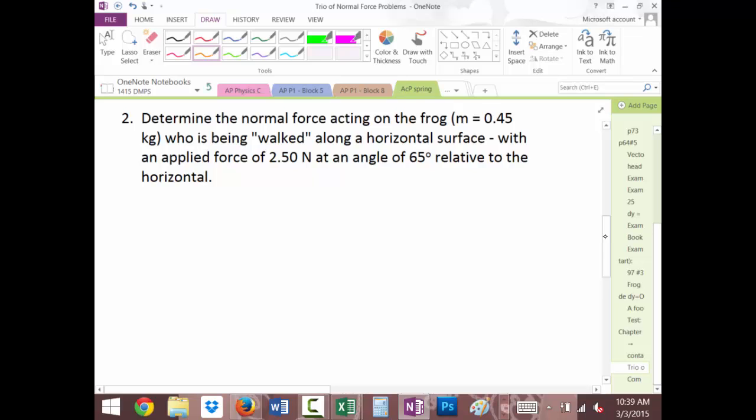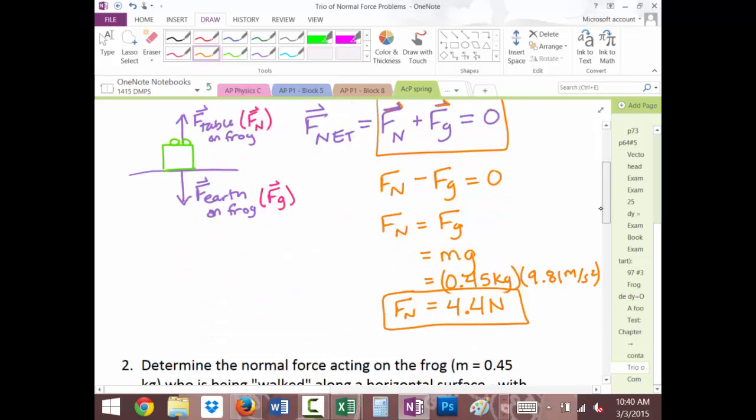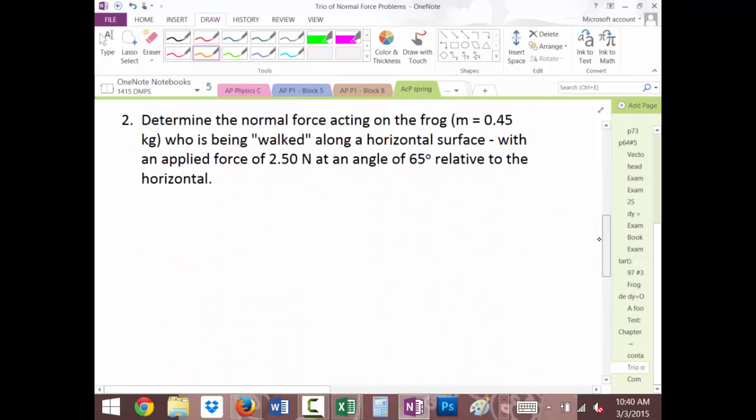Here we go. The very first thing we're going to do when we're trying to solve any of these problems is what? A picture. Not just any picture. A very specific kind of picture. What kind of picture? A free body diagram. So I've got my frog. Let's talk about the forces that are acting on him.